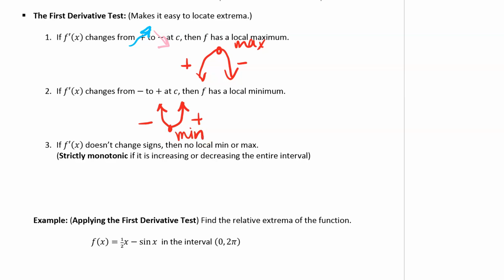If f prime of x does not change sign, then there is no maximum or minimum. And then they take this further and say that would be the case of strictly monotonic, and that is if it is increasing or decreasing on the entire interval. Situations such as that would be something like this. You can see it's increasing and then increasing, it just changes its speed. Or a function like this, it's decreasing and decreasing, it just changed in speed in the middle there.